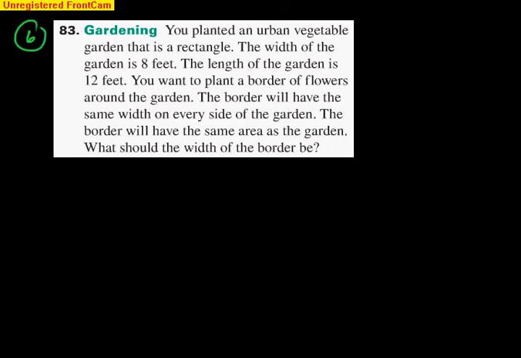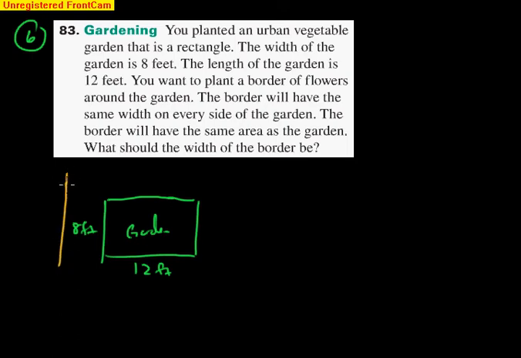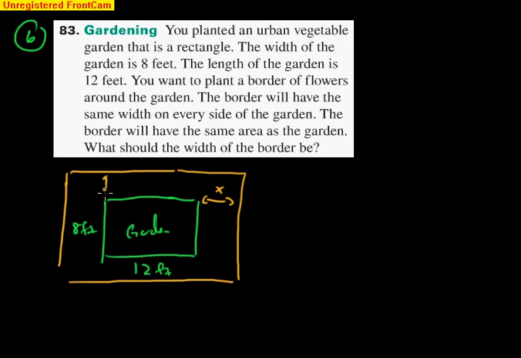All right. So here we go. Let's draw a little picture. So I start with a rectangle. Here's my 8 feet by 12 feet. So this is my garden. And what I'm going to do is I'm going to put a border. So I'll change colors. I'm going to put a border. And this border will be full of flowers. And the width is going to be the same everywhere. So x here, x there. That's what we want to find. What should the width be?